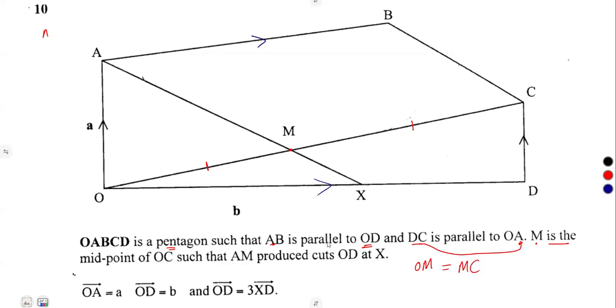And we are given here, all right, M is the midpoint of OC such that AM, that is being produced, cuts OD at X. This AM, when produced, is going to cut OD at X. Okay, so that is the information you are given.